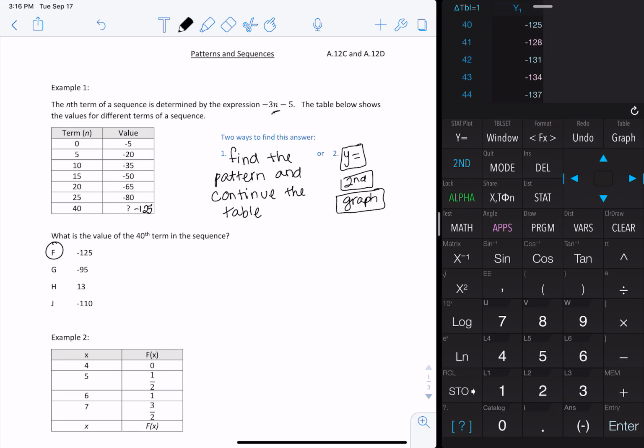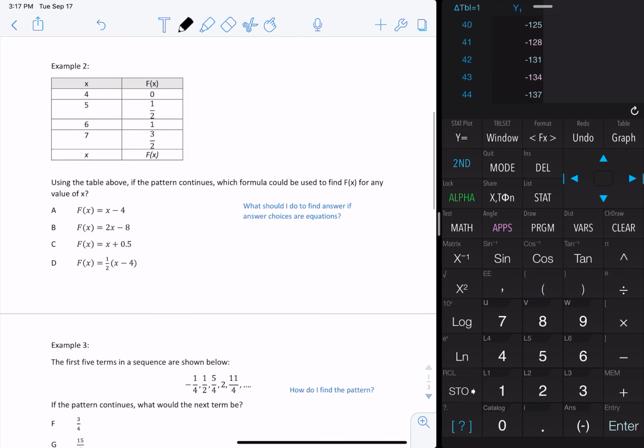Okay? If your calculator doesn't show you 40 right away, what you can do is push second window, and you can set your table start to 40, and then back to second table, and it will show you. Okay? All right, example number 2.